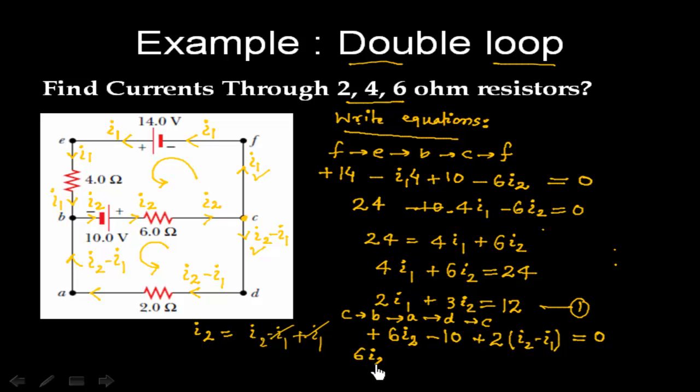So we have 6I2 minus 10 plus 2I2 minus 2I1 equals 0. So we can write this as 6 plus 2, 8I2 minus 2I1, equals 10. So this is the second equation.